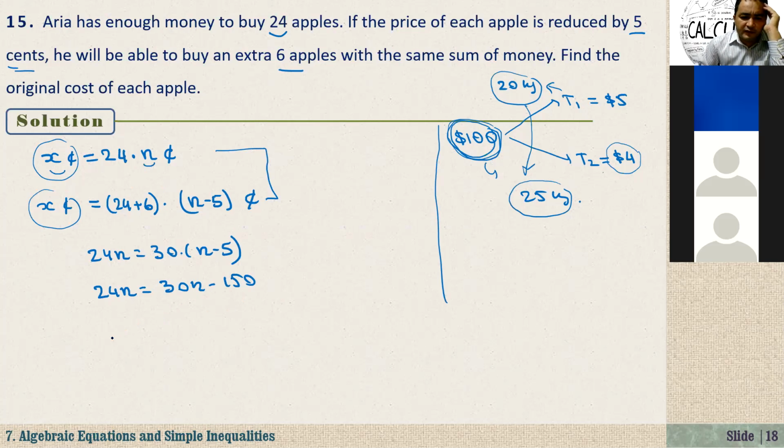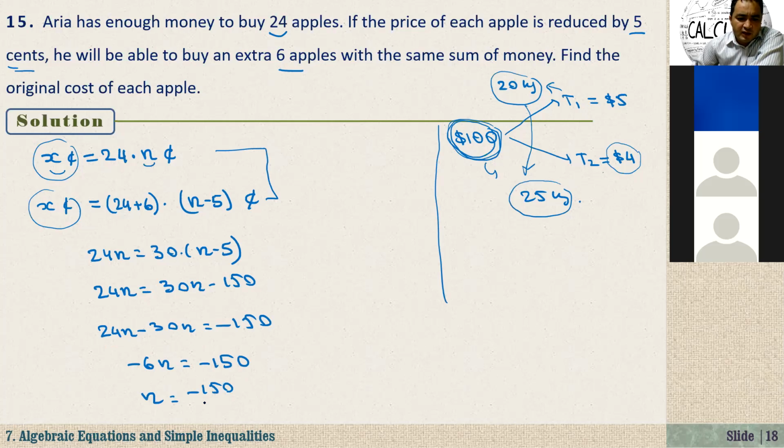So take 30n to the left hand side. Here we have 24n minus 30n. On the right hand side we have negative 150. 24 minus 30, that's equal to negative 6n. On the right hand side we have negative 150, and divide both sides by negative 6. So here we have 150 over negative 6. Negative, negative, they cancel out each other. 150 divided by 6 is equal to 25.